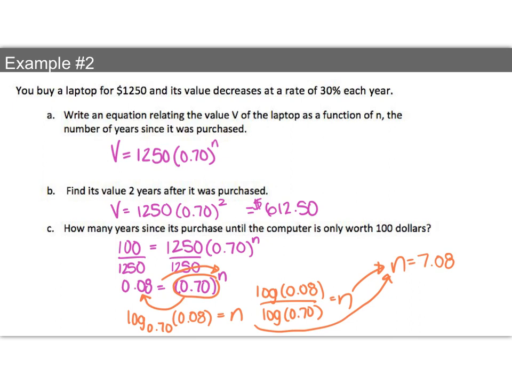And either way, when I do this, I'm going to get that n is equal to 7.08, meaning that it takes about 7 years. So how many years since its purchase is it only worth $100? About 7 years to get the value down to $100.